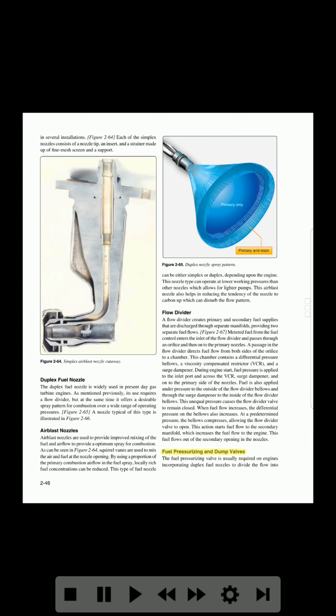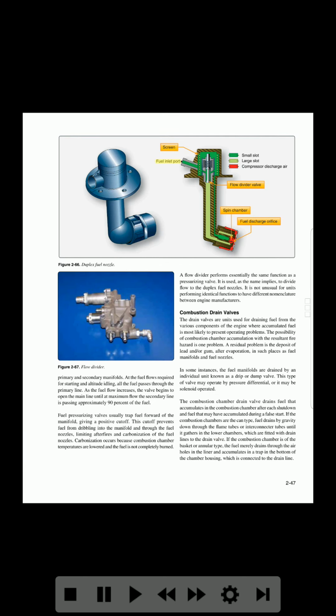Fuel pressurizing and dump valves. The fuel pressurizing valve is usually required on engines incorporating duplex fuel nozzles to divide the flow into primary and secondary manifolds. Screen. Fuel inlet port. Small slot, large slot, compressor discharge air. Flow divider valve. Spin chamber. Fuel discharge orifice. Figure 2-66. Duplex fuel nozzle. Figure 2-67. Flow divider. Primary and secondary manifolds.